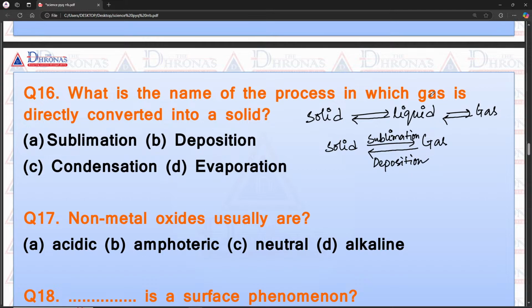So यहाँ पे आपको वही पूछना है कि किसी भी गैस को अगर directly आप solid में convert करते हो, then what is the process? Then it is known as deposition. Condensation means from gas to liquid. If you cool down water vapor, then वो water vapor liquid water में convert हो जाता है. That is known as condensation. Evaporation means from liquid to gas.